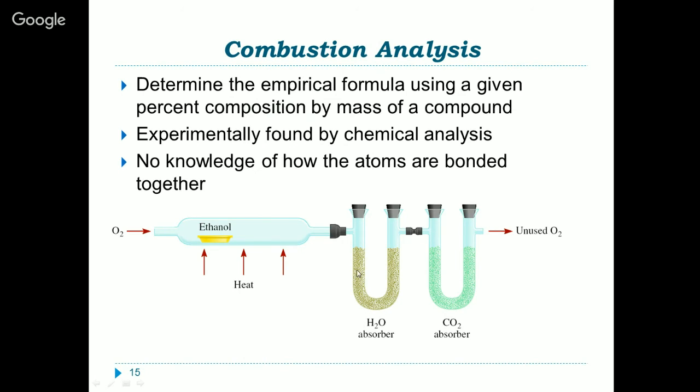And then what we have here are 2 different types of material, one that's going to absorb water and one that's only going to absorb our carbon dioxide. So we start with some mass of this at the beginning, and then we have a new mass at the end because it absorbed water. So we can then determine the amount of water that was produced. We can do the same thing with carbon dioxide. And then the unused oxygen comes out.